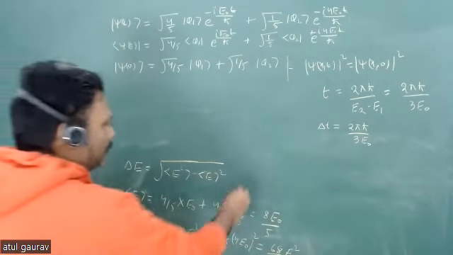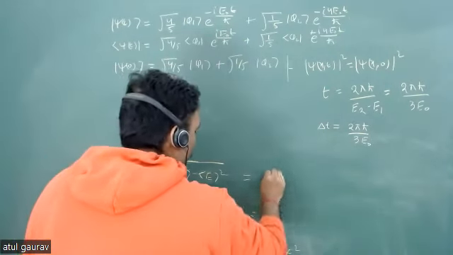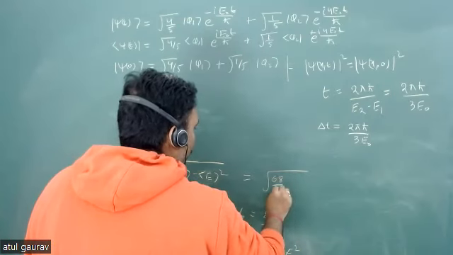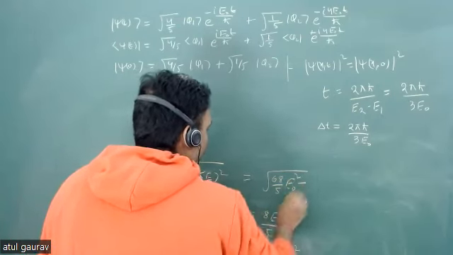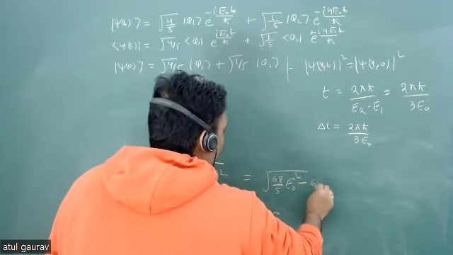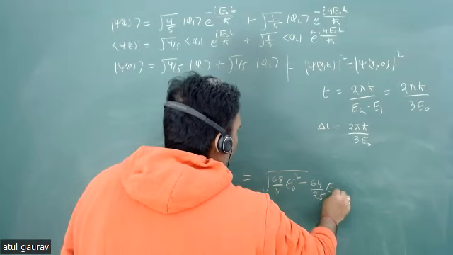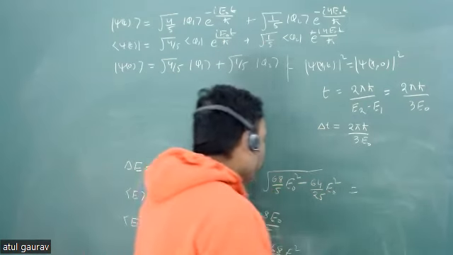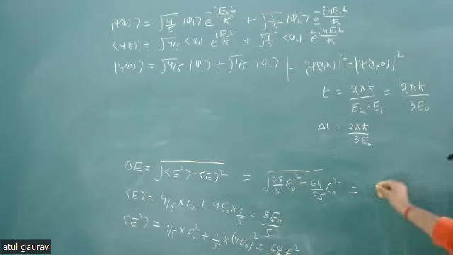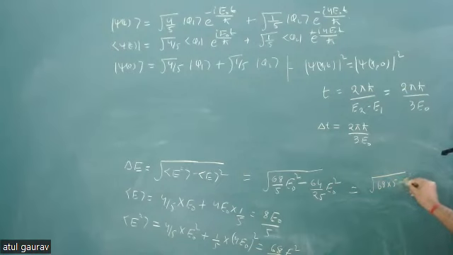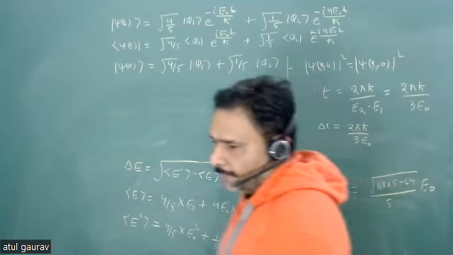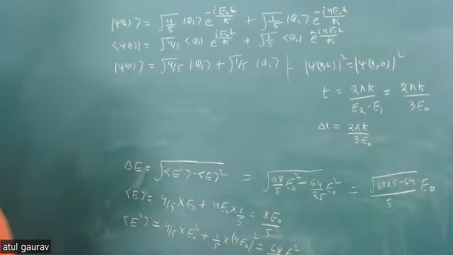अब यहां पर आप वैल्यू पुट कर सकते हो. So that value is equal to 68 upon 5 E naught square minus 64 upon 25 E naught square. And from here you can easily go for this number. आप कैलकुलेट कर लेना. 68 into 5 minus 64 by 5 E naught. So this is your delta E, this is your delta T. You can just multiply and you can get the answer. ठीक है? So this is your complete question.